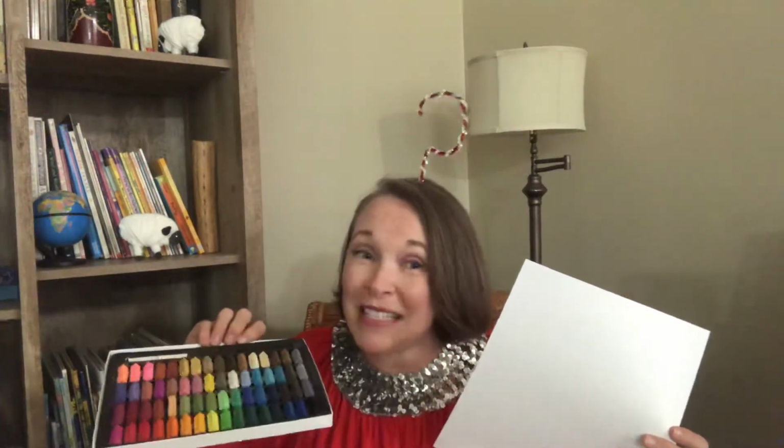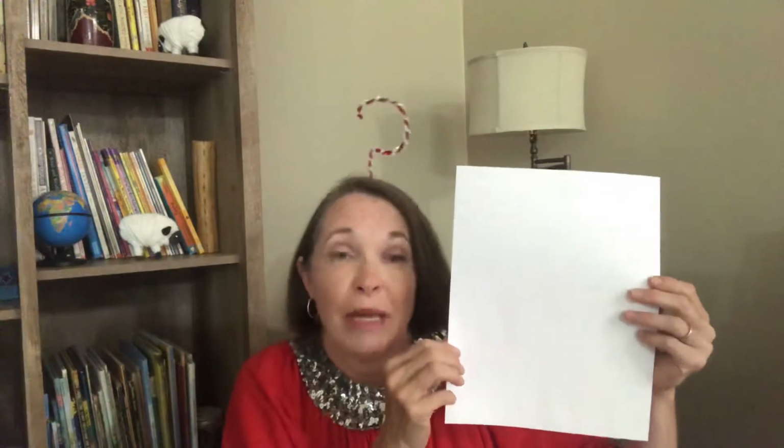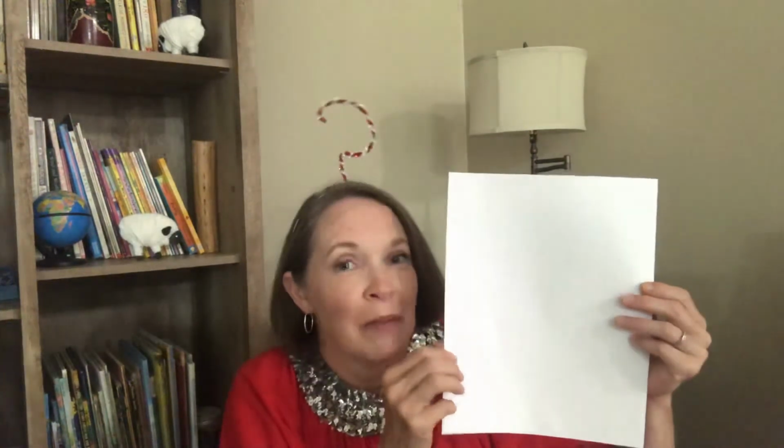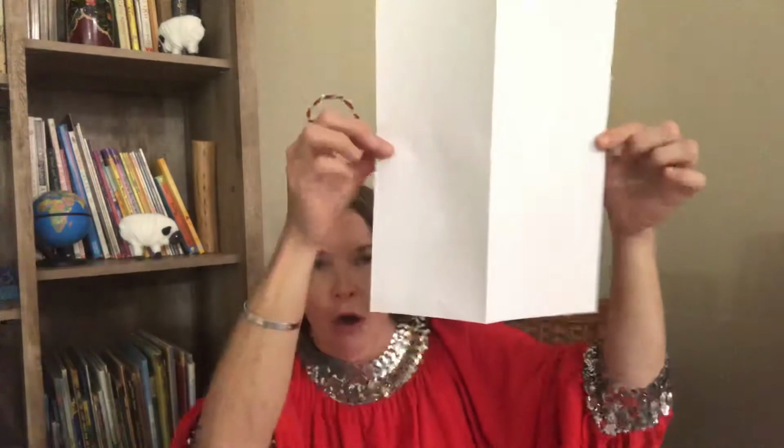I brought my pastels. So what we're going to do is we're going to make a chain. You can make a chain of people. Today we're going to make a chain of love because our author talked about how love also came in the different colors. Okay, I'm folding this paper in half the long way, not the short way, the long way.